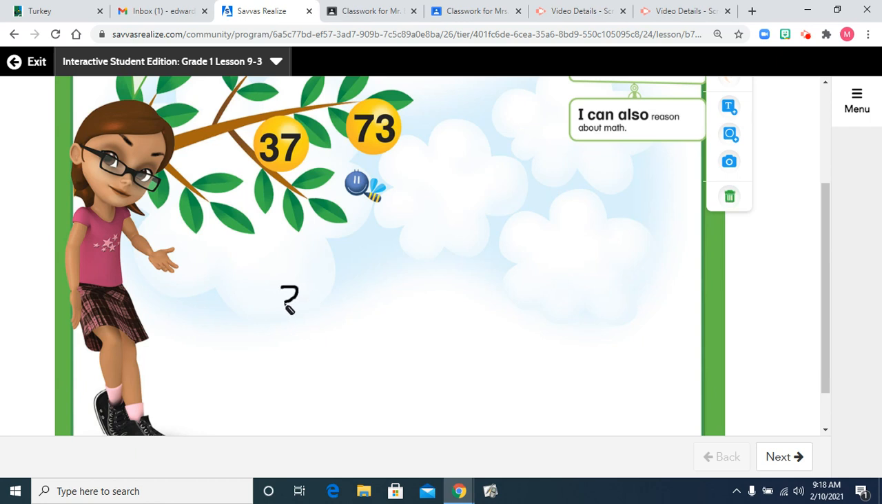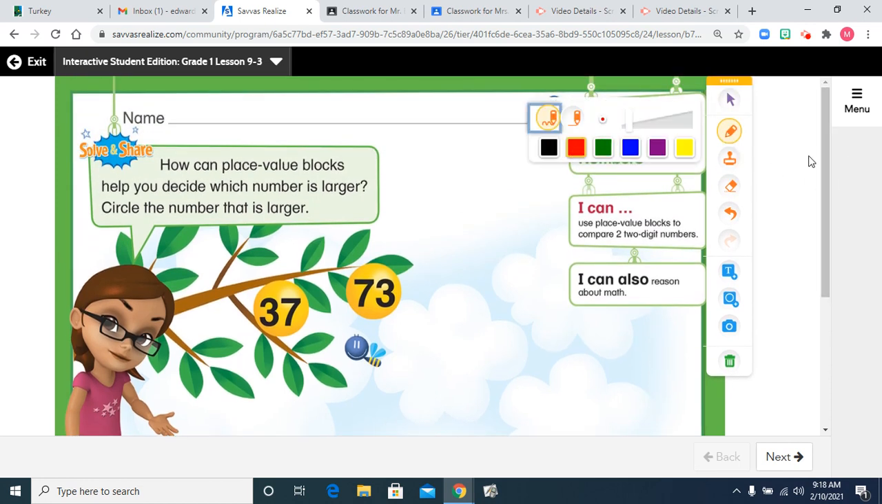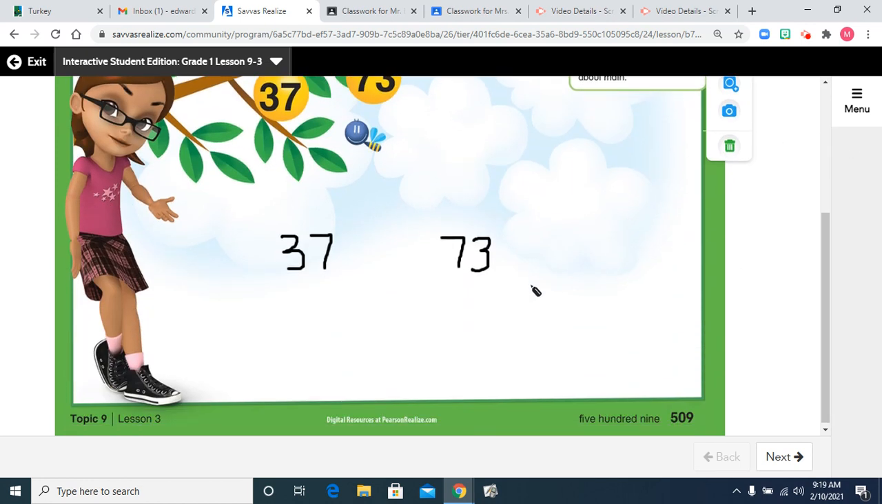All right, I want you to write the numbers again down here. Now, instead of drawing out all the blocks, we're just going to use lines and dots. Now remember, a line is worth 10 and a dot is worth 1. So 37. If we look in the tens place, there are 3 tens: 1, 2, 3, and 7 ones: 1, 2, 3, 4, 5, 6, 7.